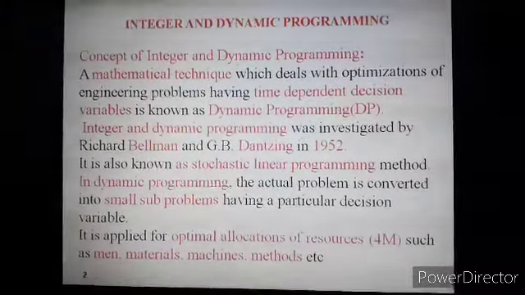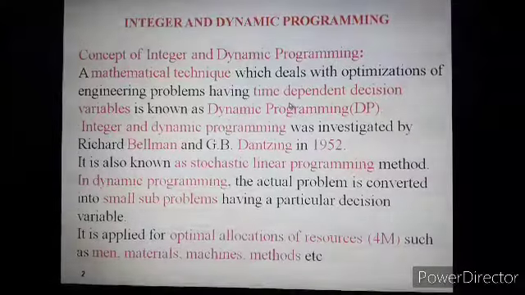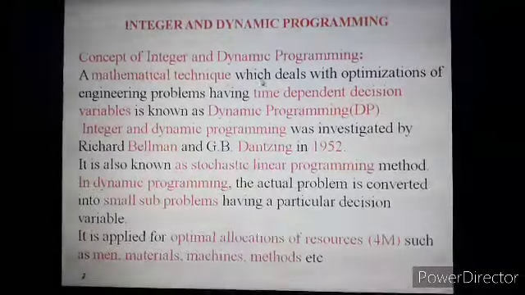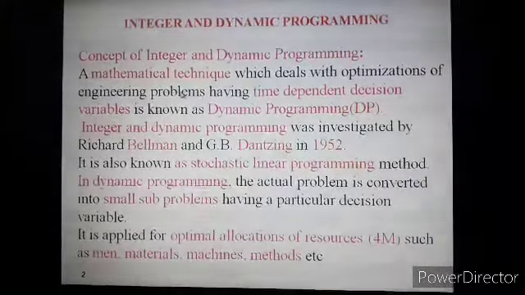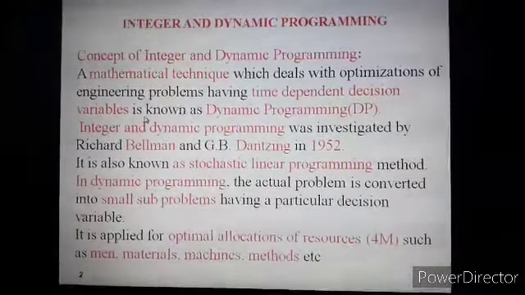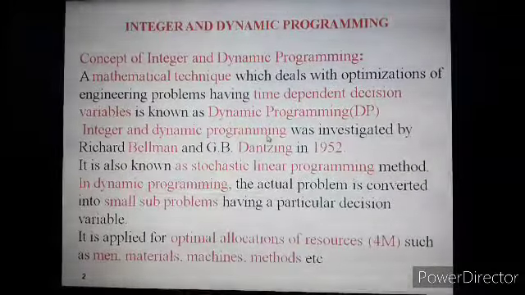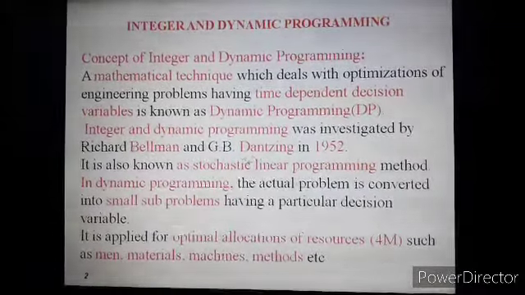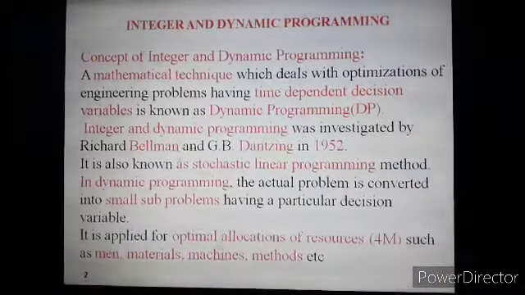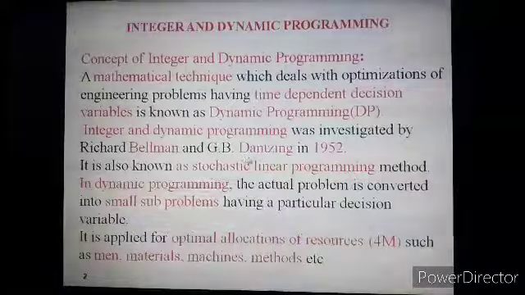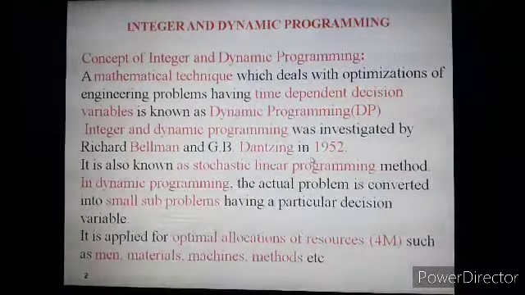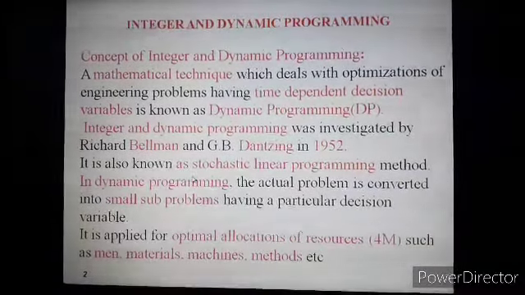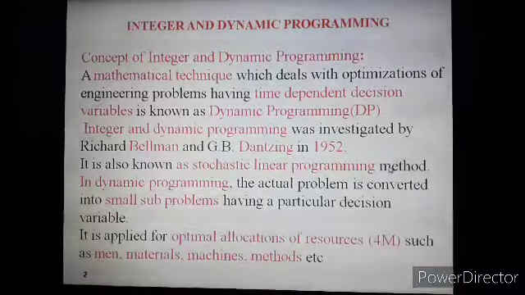This integer and dynamic programming are methods of optimization that are used for solving optimization problems. These techniques deal with optimization of engineering problems having time-dependent decision variables. This method was developed in 1952 by Bellman and G.B. Dantzig. They are the inventors of these methods. Bellman and Dantzig also developed linear programming problems, and this is an extension of the same. This linear and integer programming problem is also referred to as stochastic linear programming methods.